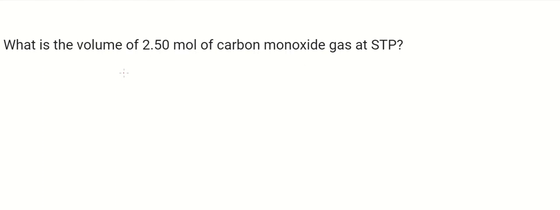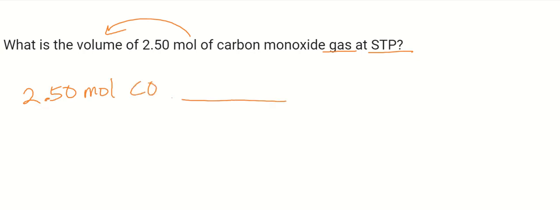All right, giving you moles, go to volume. Moles to volume, molar volume. Moles to volume. All right, just double check. It's a gas. It's at STP. All right, so we can use molar volume. All right, 2.50 moles of carbon monoxide. All right, doesn't matter what gas it is. Right? We want to get rid of moles. That goes on the other side. And we want volume, so liters goes on.